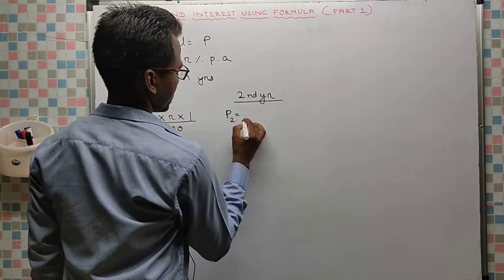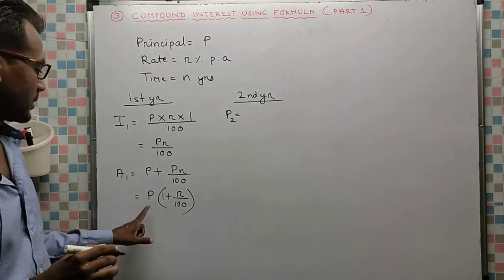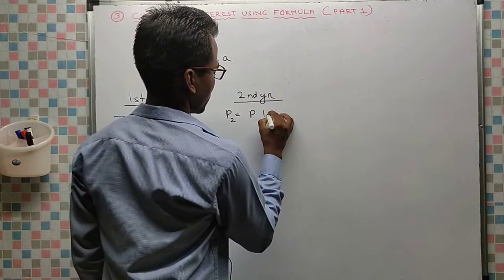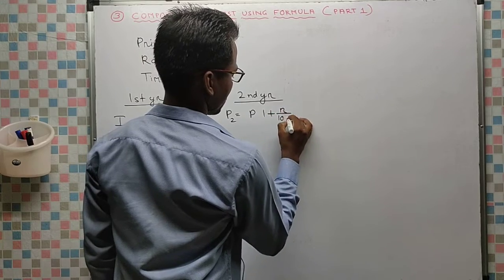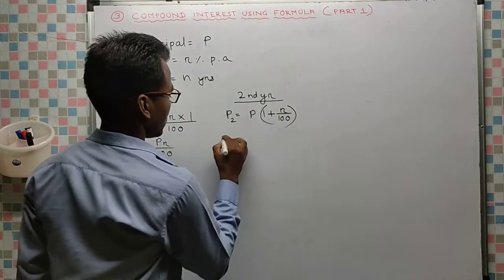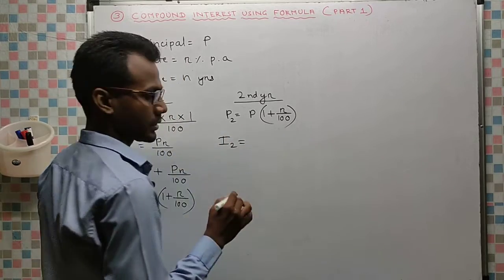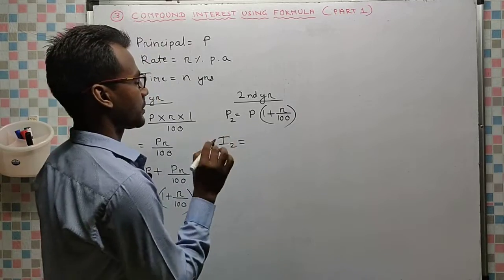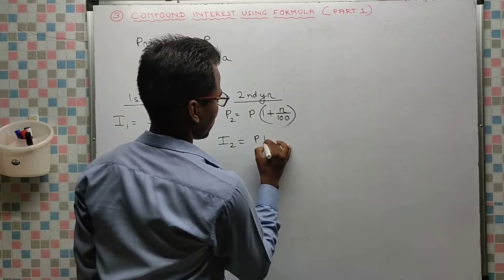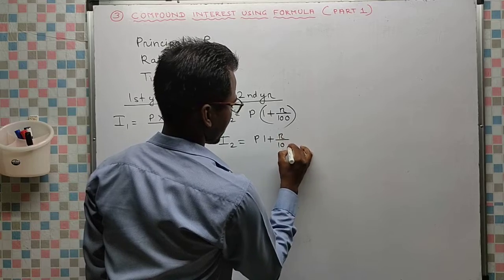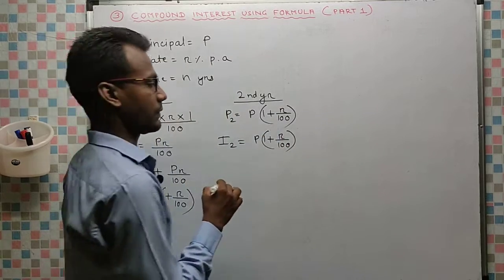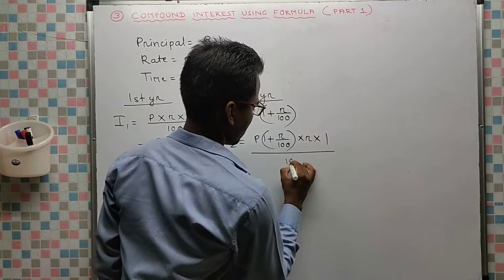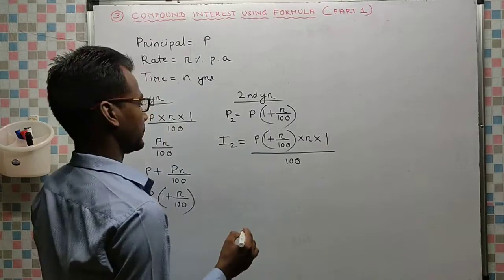Now principal, second year principal. Second year principal is this one, amount at the end of first year. So P whole into 1 plus R by 100. So let us find I2, interest of the second year. So PRT by 100. What is the principal? This P whole into 1 plus R by 100 is the principal for the second year. Rate is same, time is 1 year, by 100.